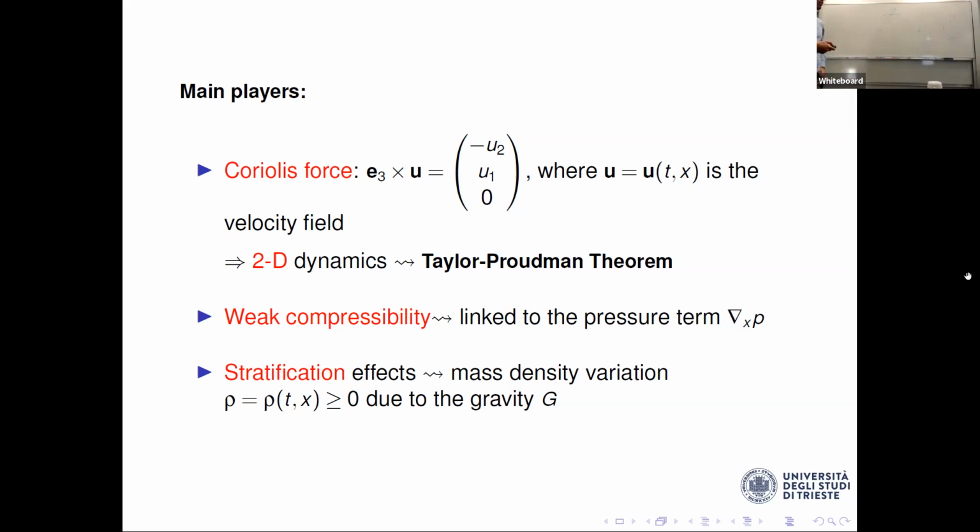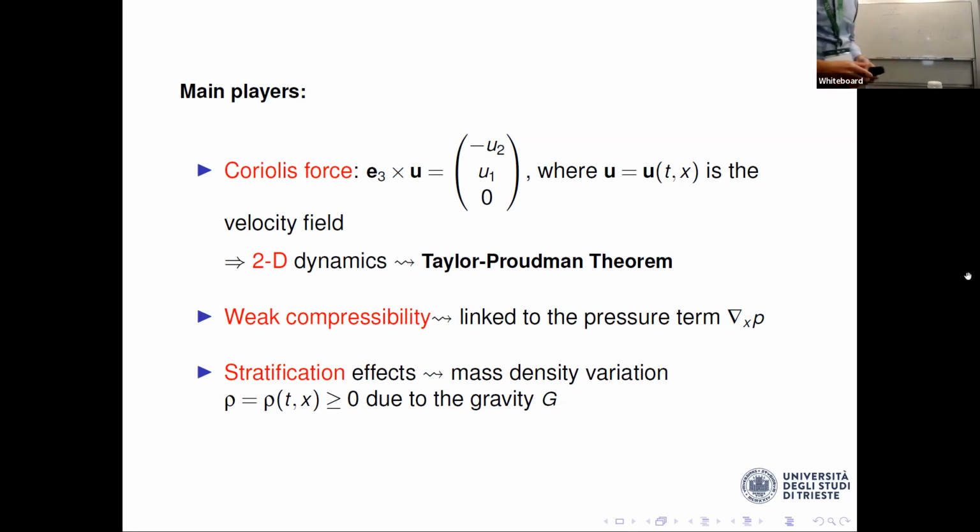The second main player is the weak compressibility effect, and indeed we will see this weak compressibility linked to the pressure term, because we will scale the Mach number like a small parameter. The last effect is the stratification effect. That means we have the variation of the density, which I call rho, that depends on time and position, and this is due to gravity. This effect drives the motion to be stratified with respect to the vertical variable. That means that we have the stratification of our fluid with respect to the x3 variable.